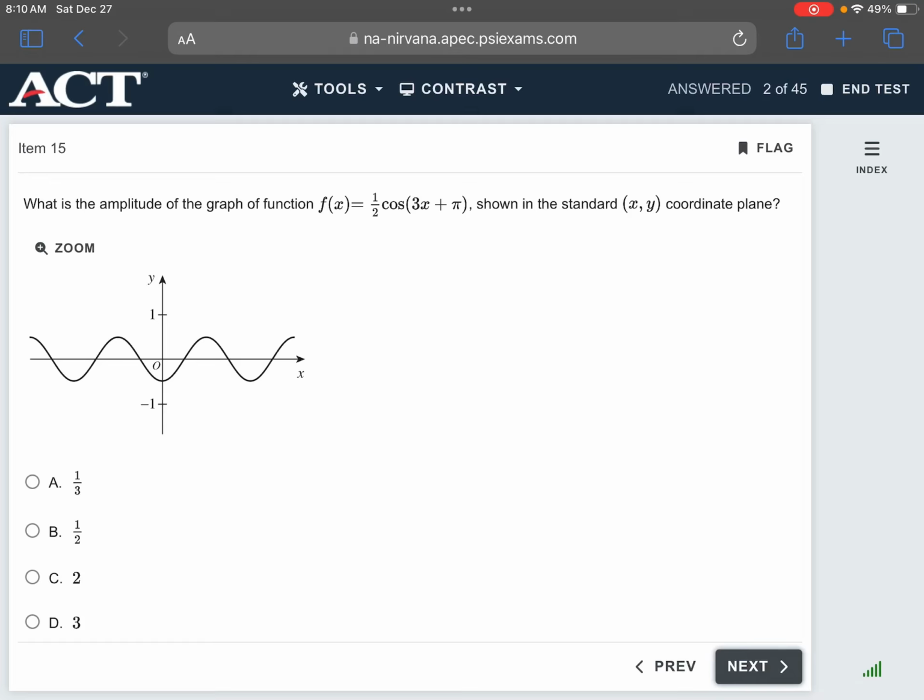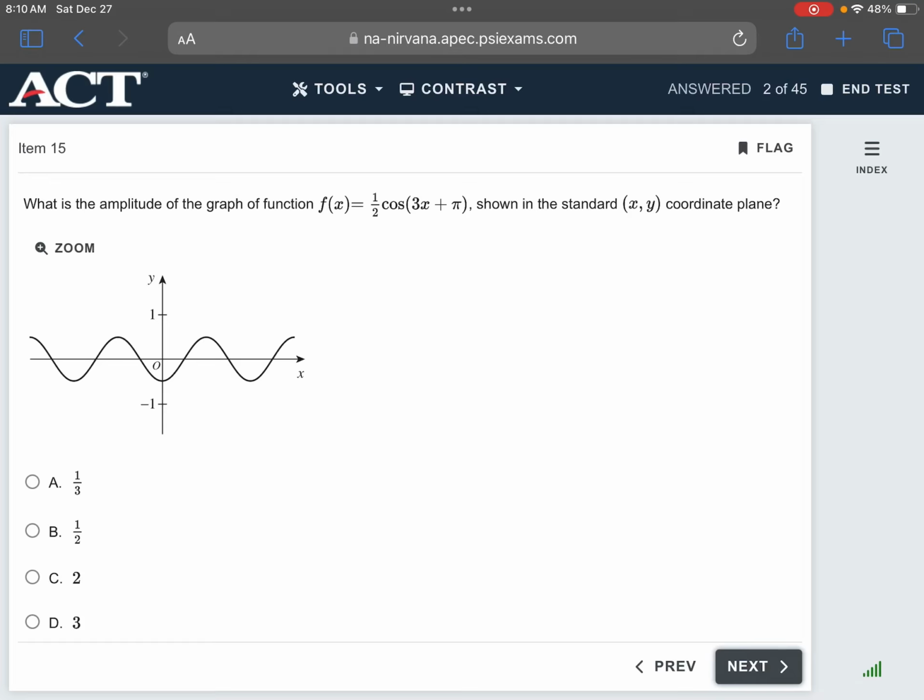All right, so we have a trig one today. Trig ones are pretty few and far between, but you could have a couple of them on your math section of the ACT. So what do we have here? It says, what is the amplitude of the graph of this function? It looks super complicated: 1/2 cosine 3x plus pi. And then it says shown on the standard xy coordinate plane. That's just a bunch of extra stuff saying, here's the graph of it below.